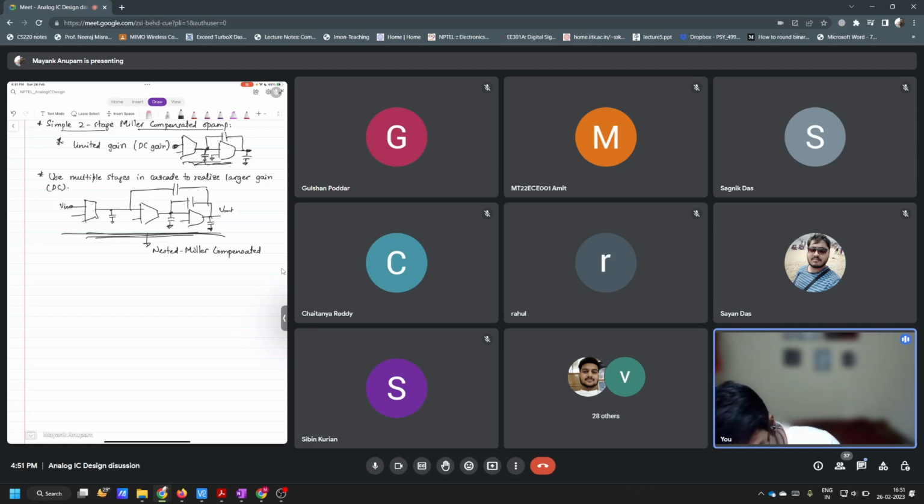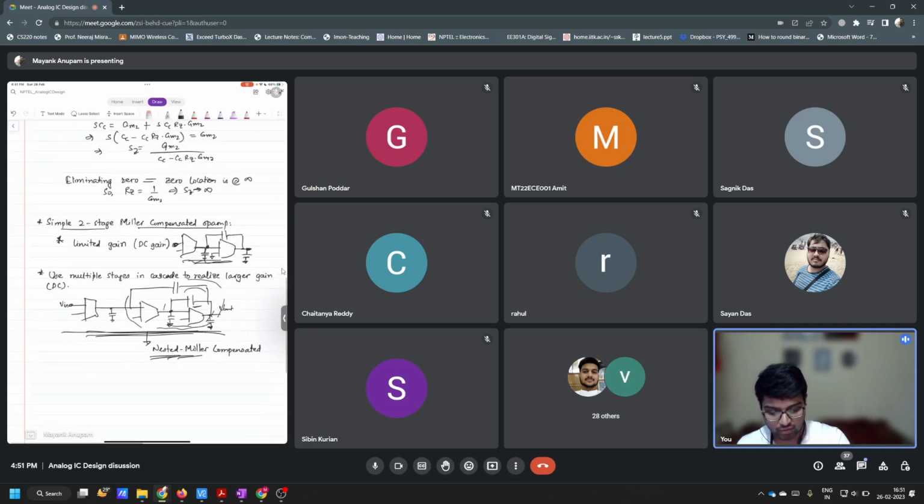So focus on the words. Why did we call it nested? What do you mean by nested? You see, this Miller compensation here is nested inside this Miller compensation here, and if we add more and more stages, this will keep happening. So that is why it is called nested Miller compensation.